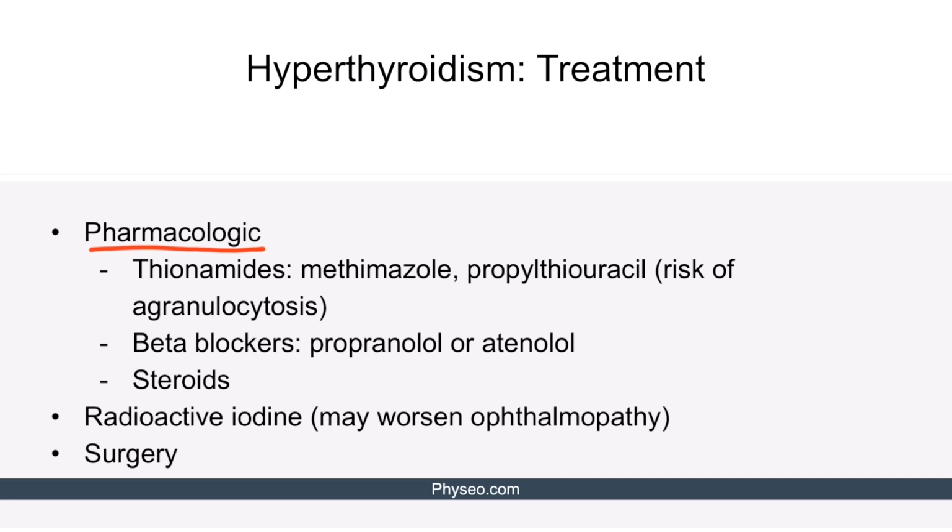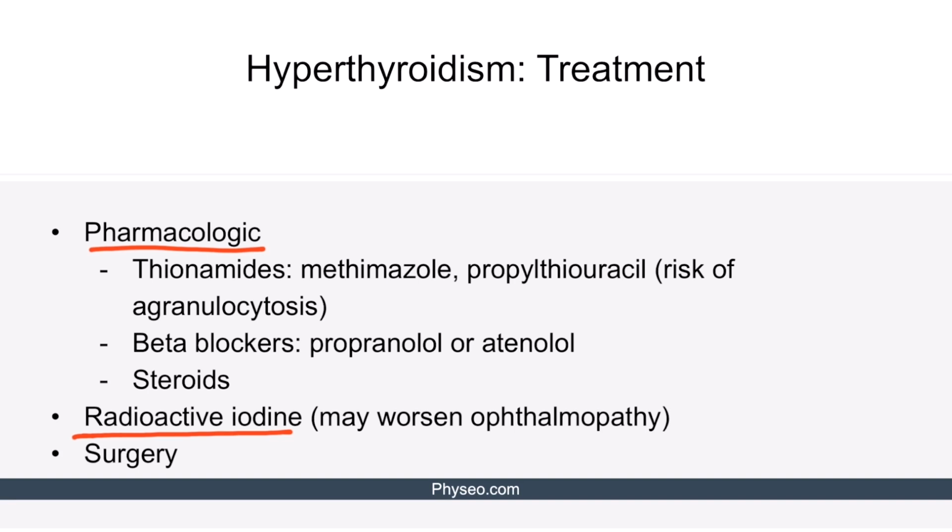Then go beta blockers such as propranolol or atenolol. These must be started as soon as hyperthyroidism is diagnosed to control adrenergic symptoms such as palpitations, hypertension, fine tremors, and sweating. Lastly, steroids like dexamethasone are used if the ophthalmoplegia is causing diplopia or if the patient is at risk of vision loss. Radioactive iodine therapy is a definitive treatment, but it must be used carefully.